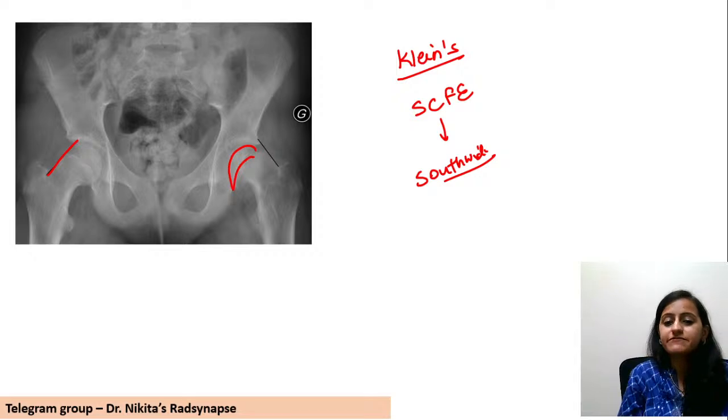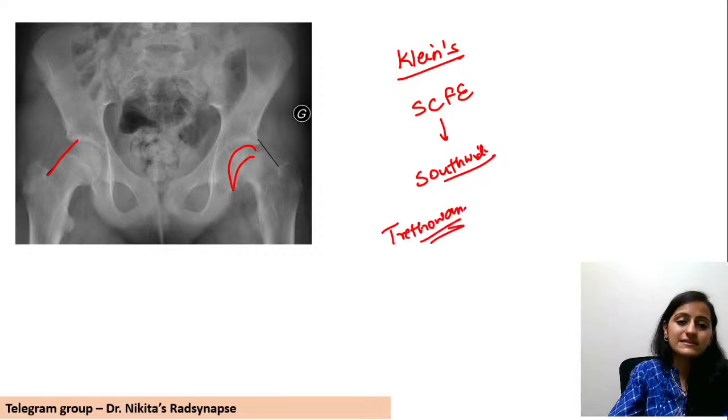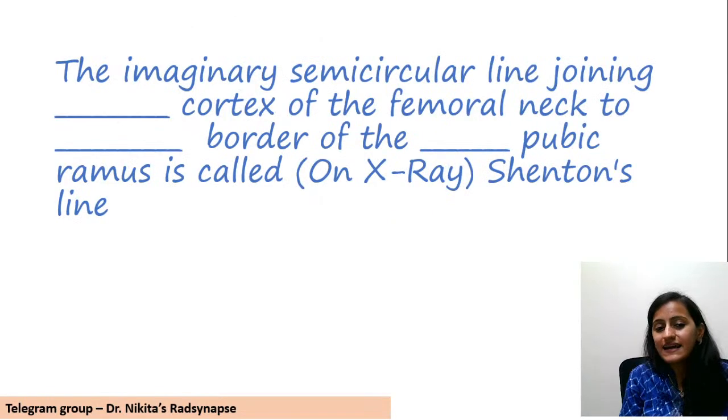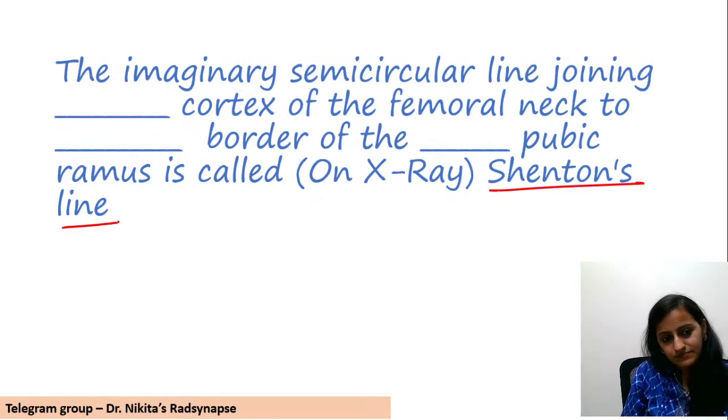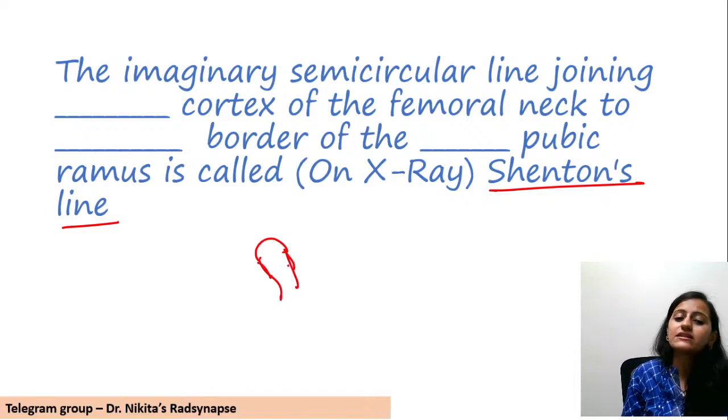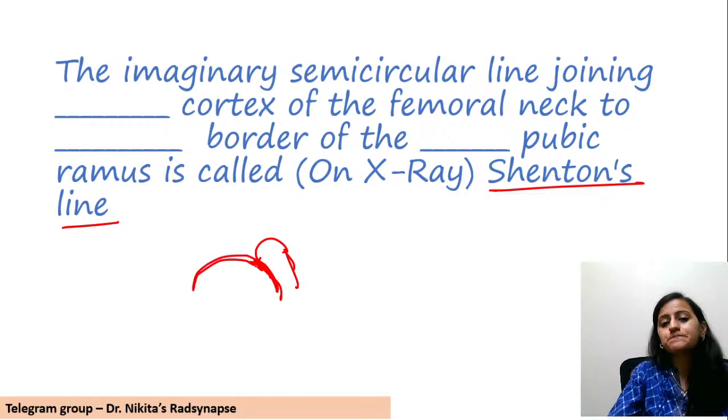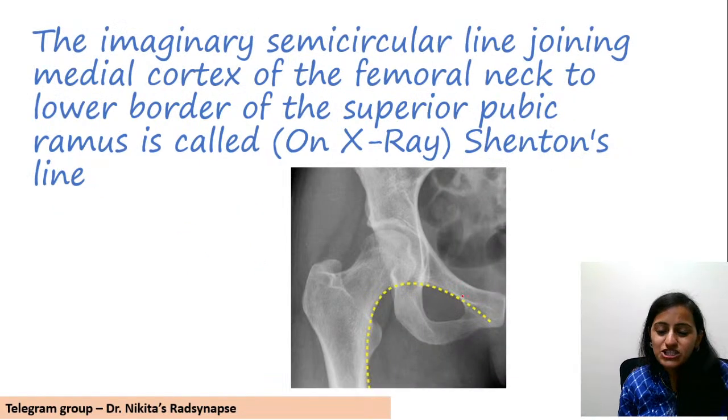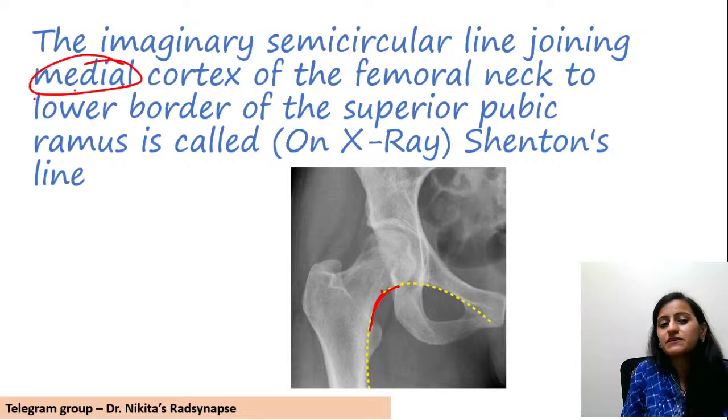If it is positive, it is called Trethowan's sign, right? That's your Trethowan's sign. What is this line? The Shenton's line. The imaginary circular line joining what cortex of the femur neck? Is it the medial cortex or the lateral cortex? It is the medial cortex of the femur neck, and through what does it pass basically? So basically your Shenton's line is like this. It is passing through the medial cortex of the femur neck.